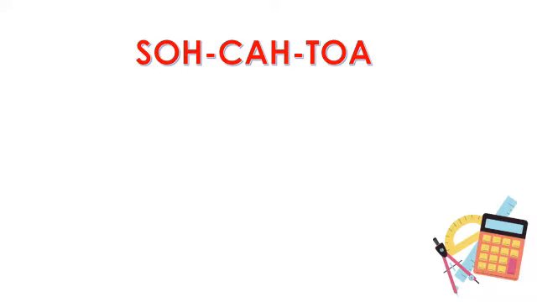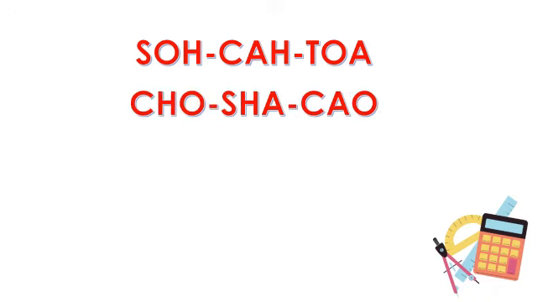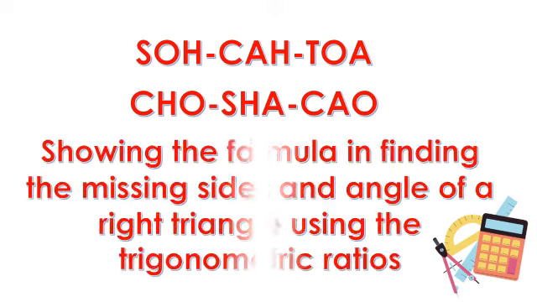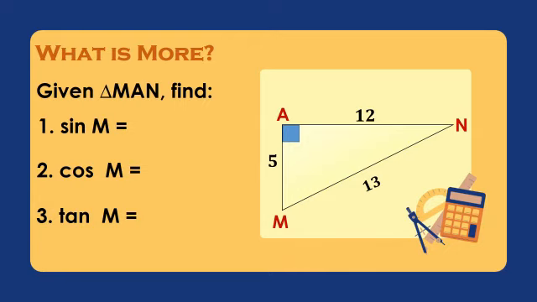We discussed the 6 trigonometric ratios, which are sine, cosine, tangent, cosecant, secant, and cotangent, and its mnemonics, SOHCAHTOA and CHOSHACAW, for easily remembering the equations. We also discussed the formulas in finding the missing sides and angles of a right triangle using the 6 trigonometric ratios. For our exercises, kindly get a pen and a paper and try to answer what is more.